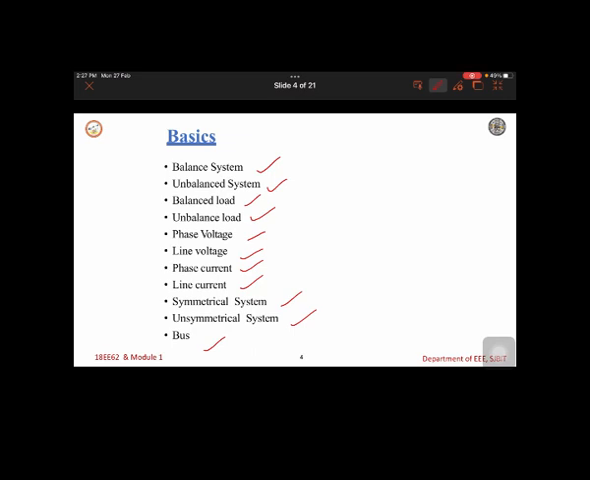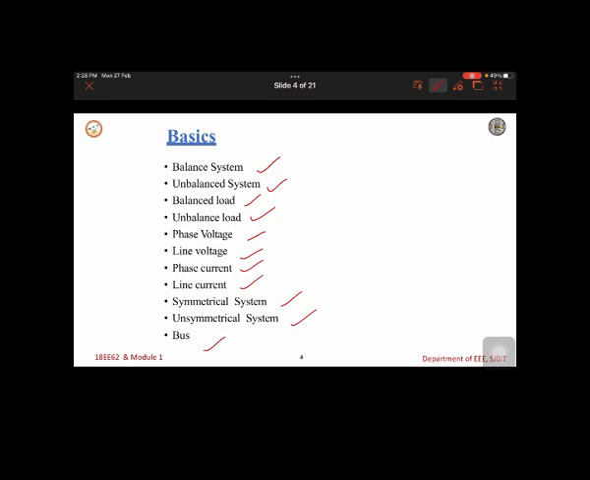In an unbalanced system, we may not have the same voltages and currents in different phases. Similarly, it applies to load. In a balanced load, the load in each phase is the same; if the load in each phase is different, then it is an unbalanced load. Then we have phase voltage, line current, phase current, symmetrical system, unsymmetrical system, and a bus.